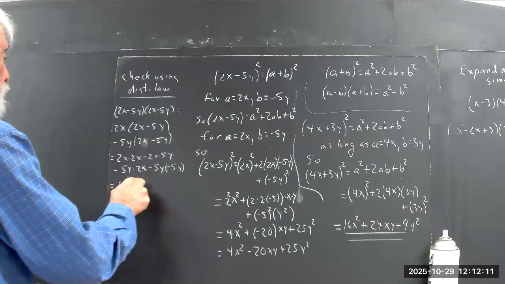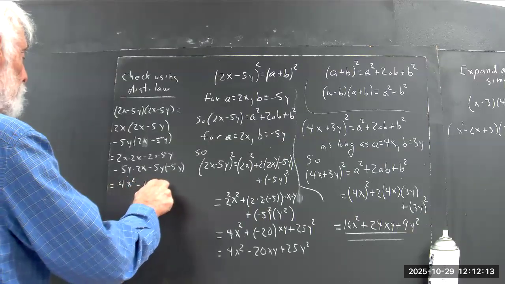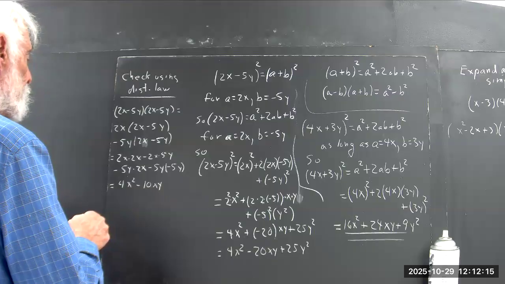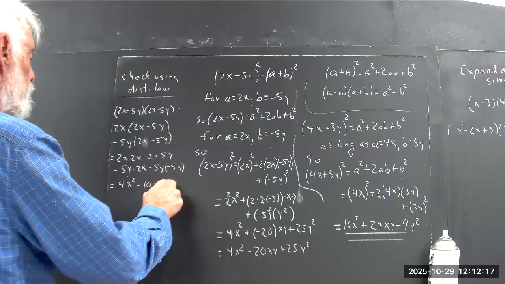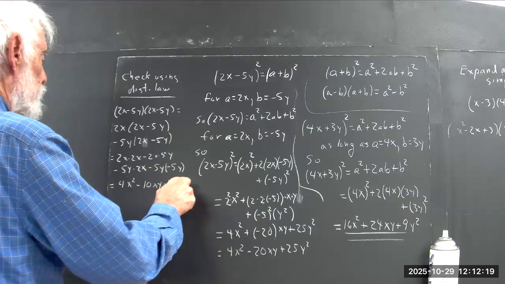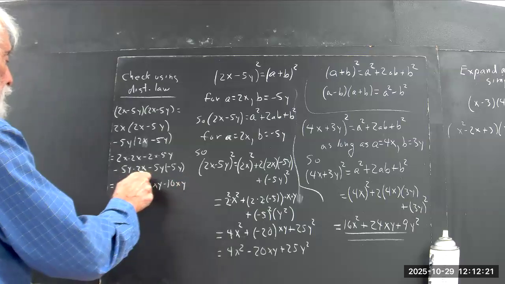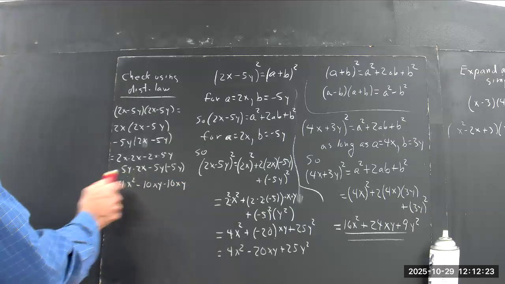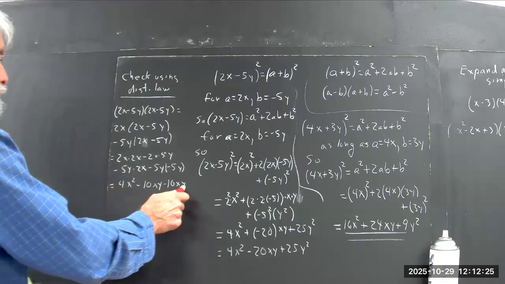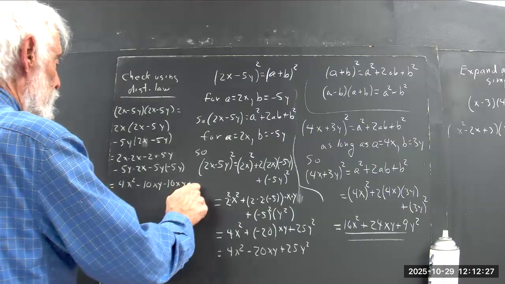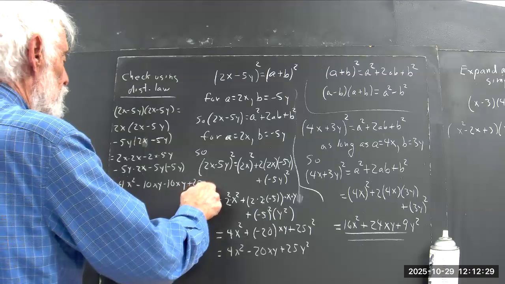That's 4x squared minus 10xy minus 10xy, because 5y times 2x, negative 5 times 2 is negative 10. Y times x is the same as x times y. And it's plus 25y squared.